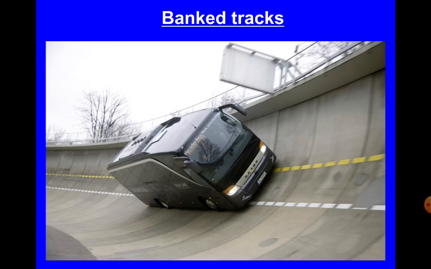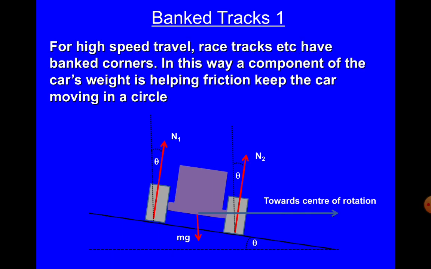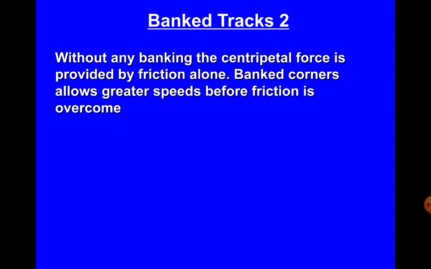This one, that's an interesting one. And here you have to look closely at what is going to happen. I think we already made some questions related to this movement and the forces acting on it. Okay. So for high speed travel, racetracks, etc., they have banked corners. In this way, a component of the car's weight is helping friction to keep the car moving in a circle. This is nothing more than using common sense with all the forces that are working on the car.